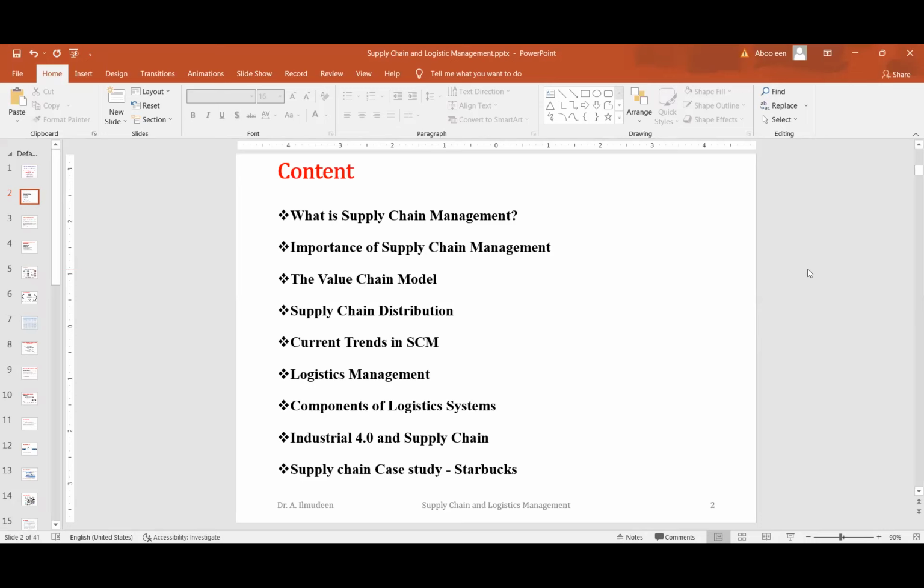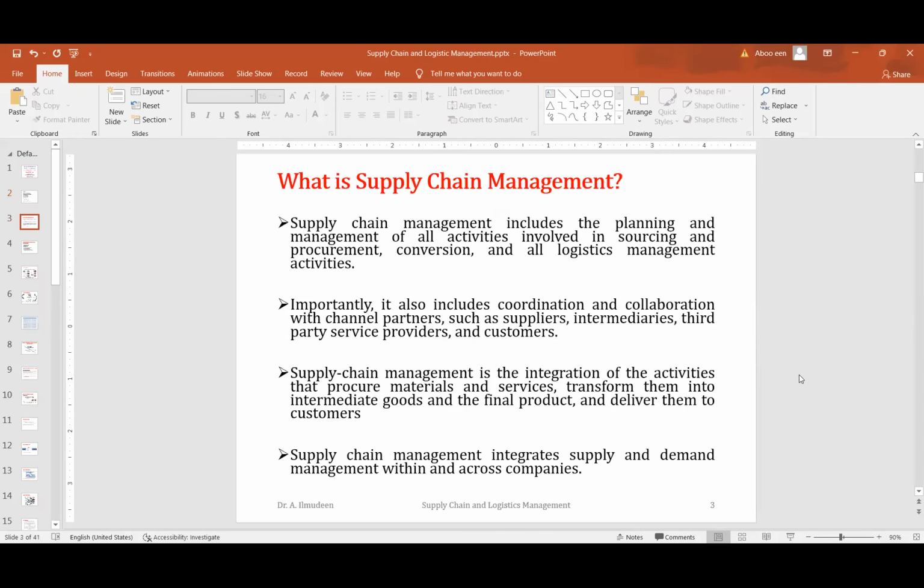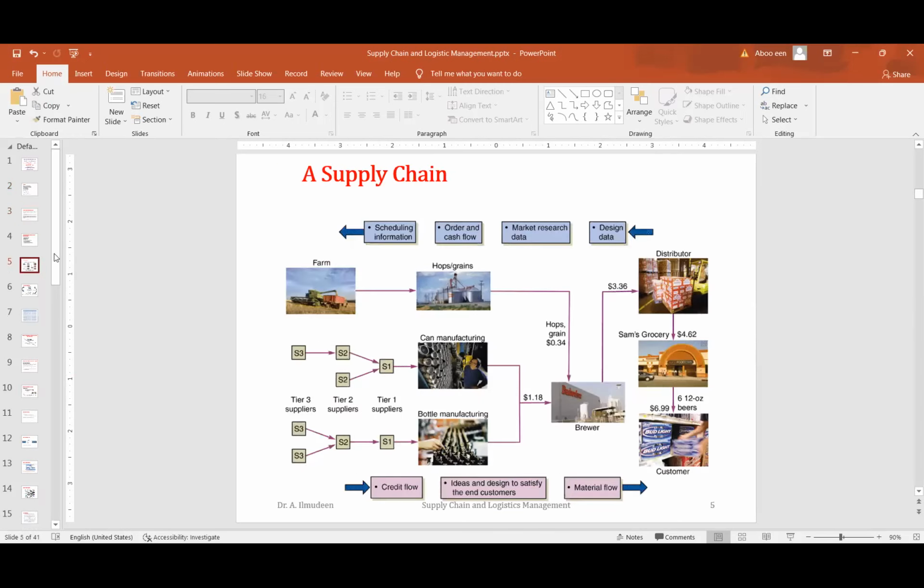And we looked at supply chain distributions. We looked at various channel partners, intermediaries, and distributors in supply chain management systems. Current trends in supply chain management systems, we looked at logistics management, components of logistics management, and Industry 4.0 and supply chain. And finally, there is a supply chain case study on Starbucks. So finally, we will look at this case study also.